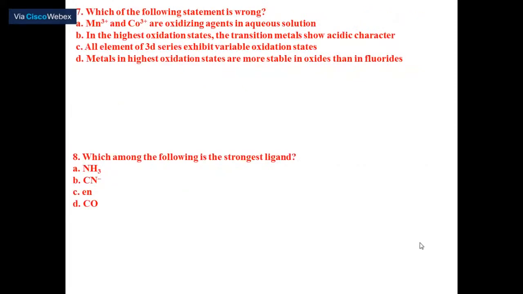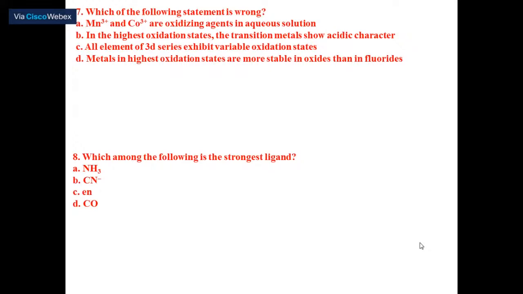Which of the following statements is wrong here? Manganese 3+ and cobalt 3+ are oxidizing agents in aqueous solution. In the highest oxidation states, the transition metals show acidic character. All elements of the 3d series exhibit variable oxidation states. And metals in highest oxidation states are more stable in oxides than in fluorides.